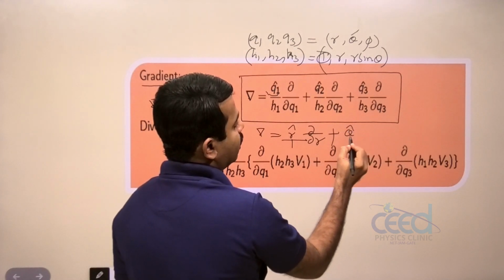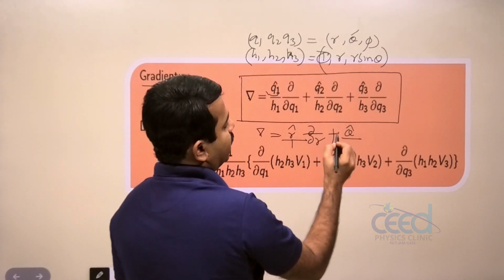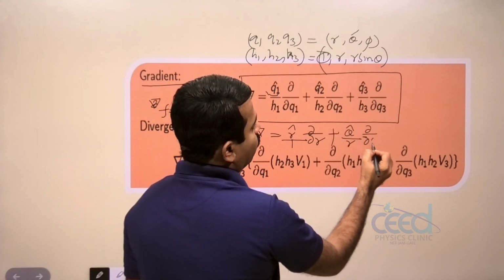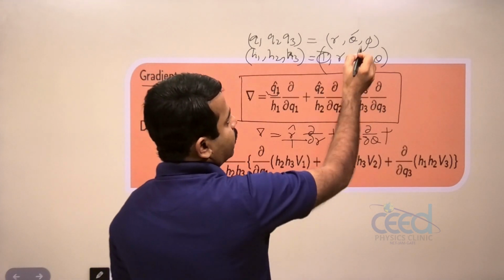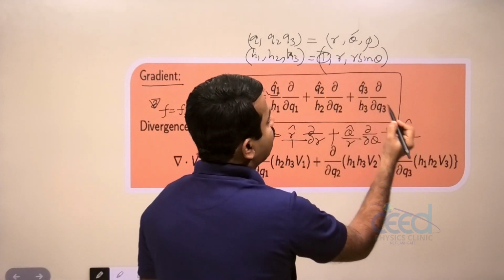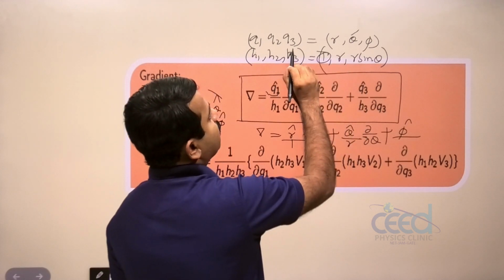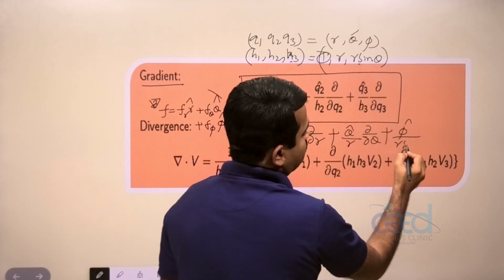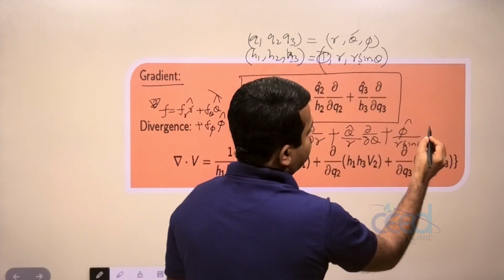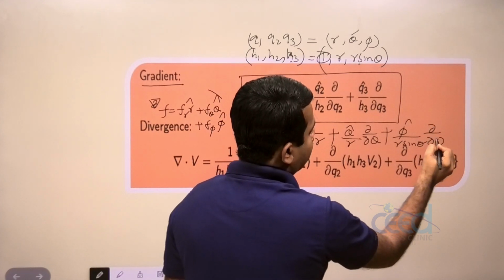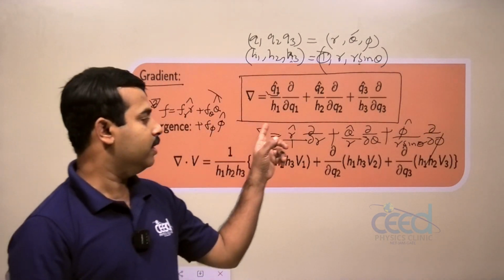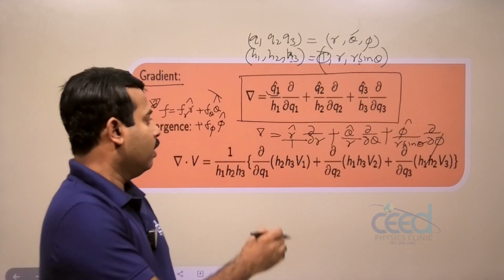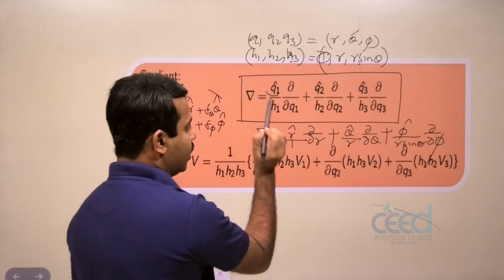Then theta cap divided by h2, which is r, dou by dou theta. Plus, what is q3 cap? That is phi cap. Phi cap divided by h3. Sorry, h3 is r sin theta. Dou by dou phi. This is the gradient in spherical polar coordinates.